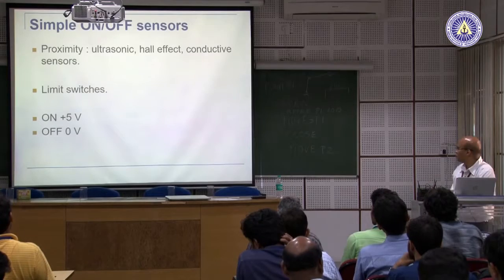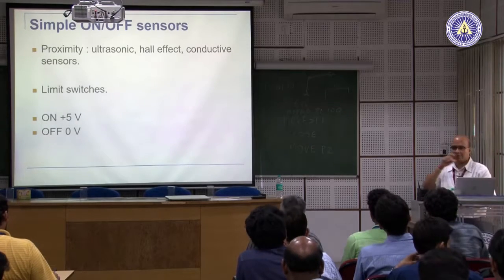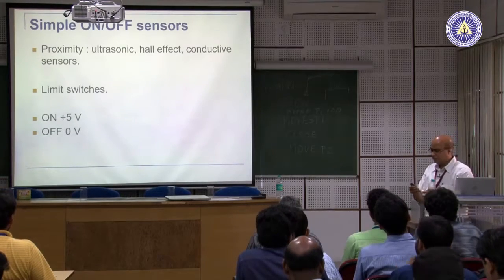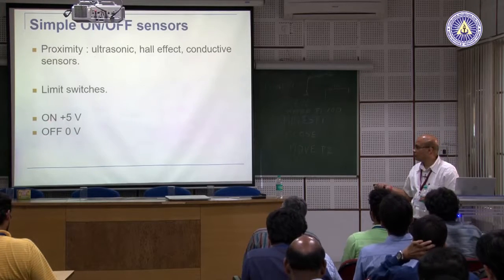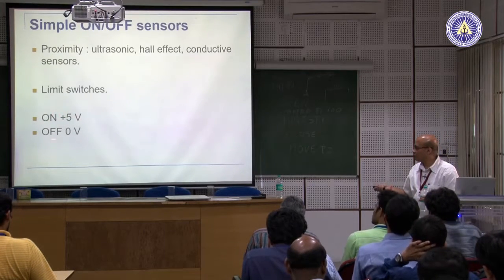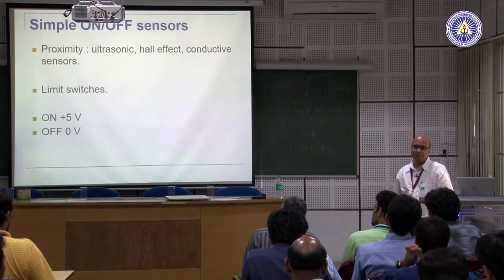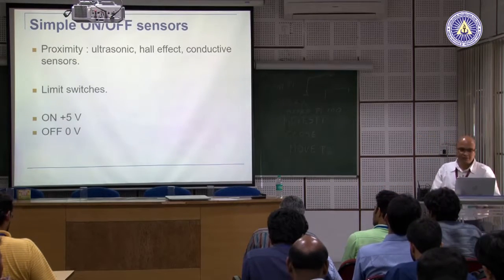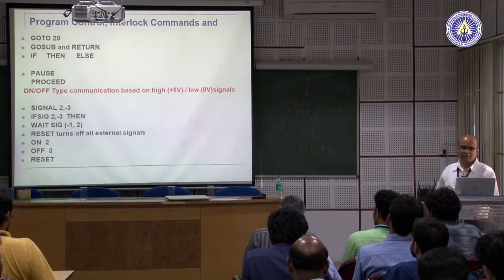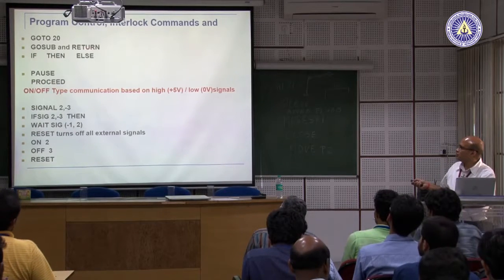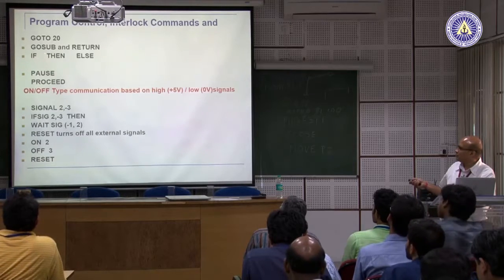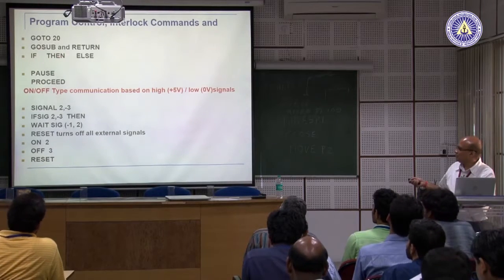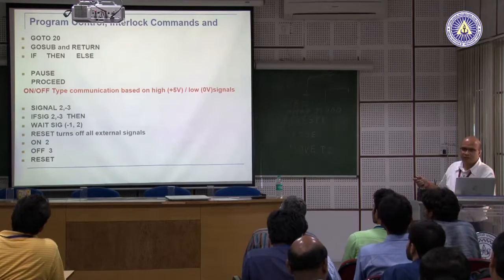So, the machine, the robot controller will also have a number of channels, okay, and each of the channels will monitor whether it is plus or 0. So, on will mean plus 5 volt, 0 will mean it is off condition, okay. And there are some logical statements like go to, go sub, return, if, then, else. These are logical statements. So, if some condition is satisfied, then do this, else wait, okay. Pause, proceed, we have seen.